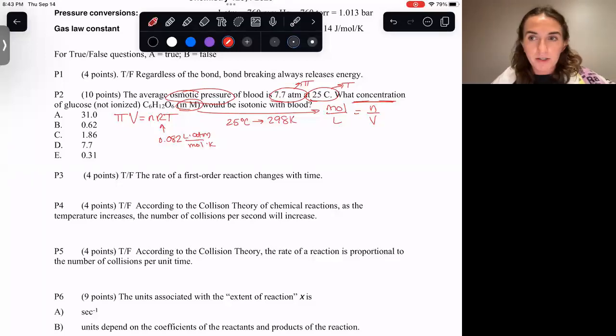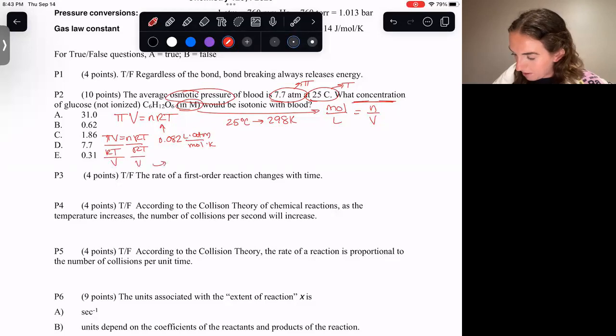If you want to rearrange your equation first, you have πV equals nRT. You can divide by RT to get n by itself, and you can also divide by V at the same time. And so you get π over RT is equal to n over V. And then you just need to solve for that left-hand side of the equation.